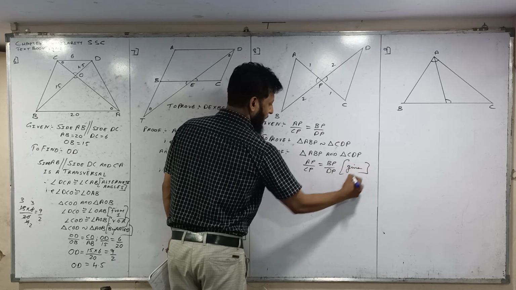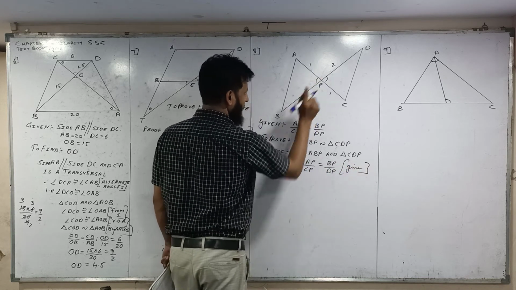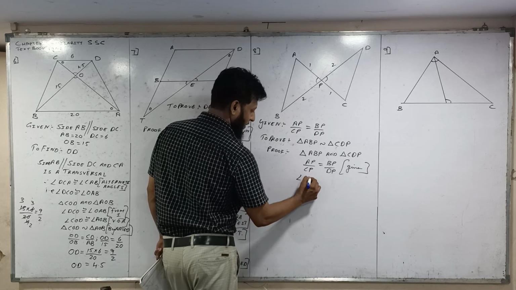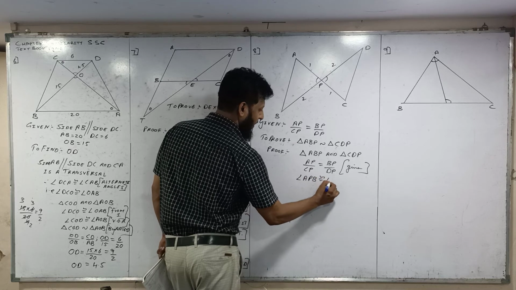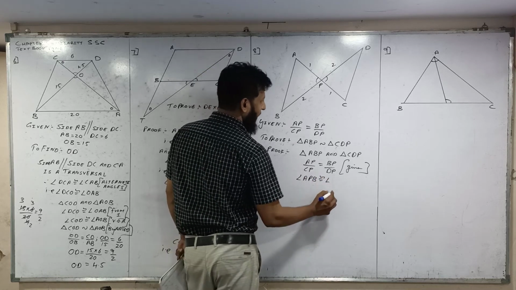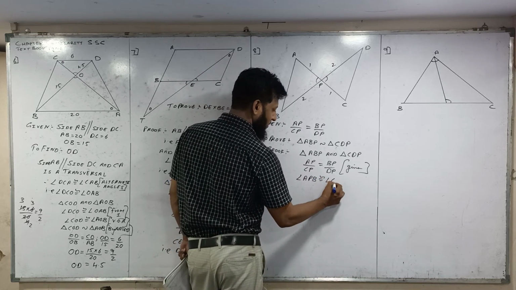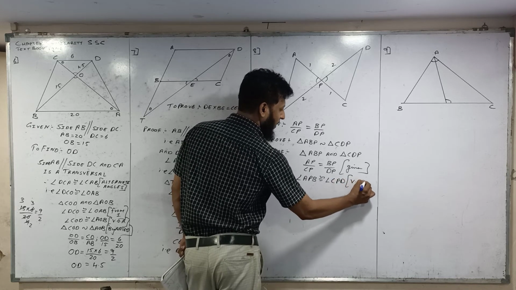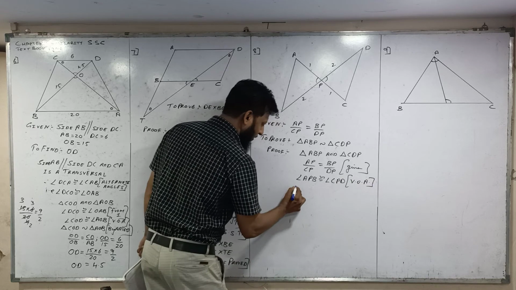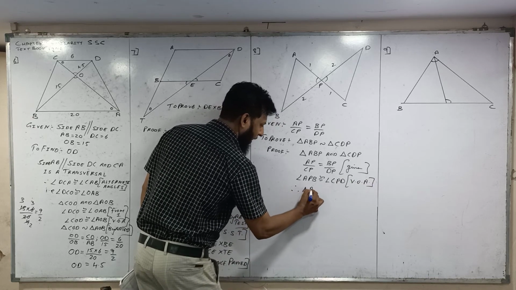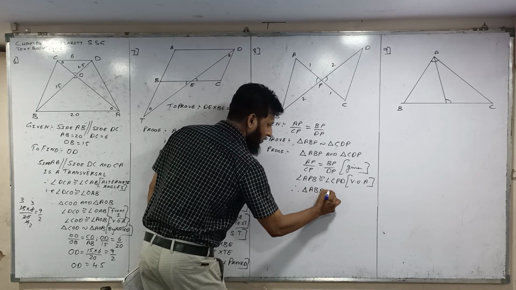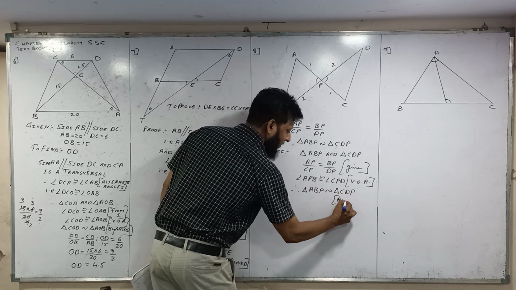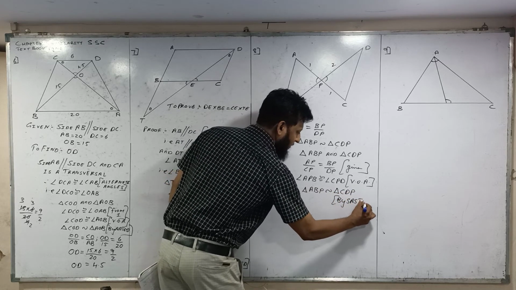Okay, and these angles are vertically opposite angles. So angle APB is congruent to angle CPD, vertically opposite angles. Okay, therefore triangle ABP is similar to triangle CDP by SAS test.